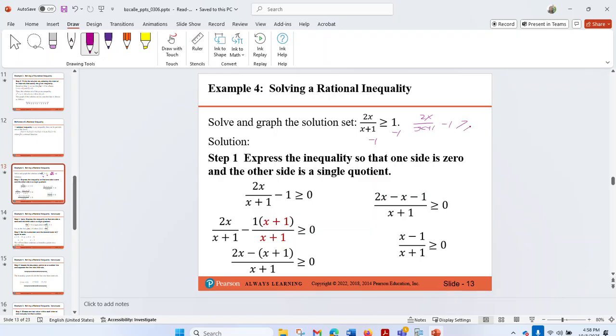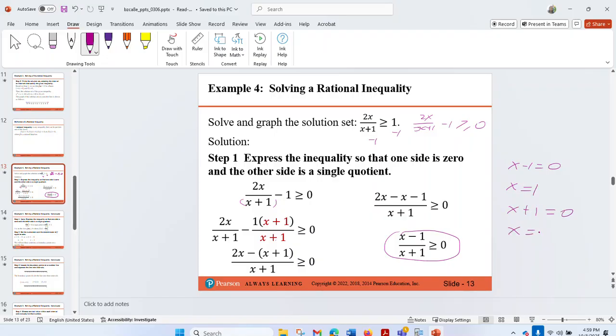All right, and then I do the common denominator. I multiply 1 by the denominator x plus 1, over x plus 1, and then we do a little bit of calculation. That's eventually the inequality you have. And then we set x minus 1 equal to 0, so x will be 1. Set x plus 1 equal to 0, so x will be negative 1.